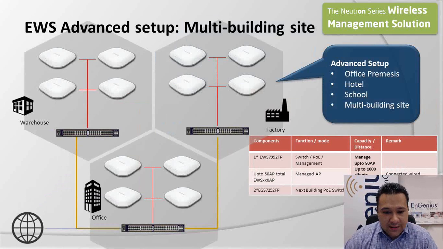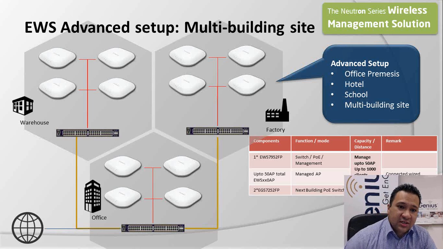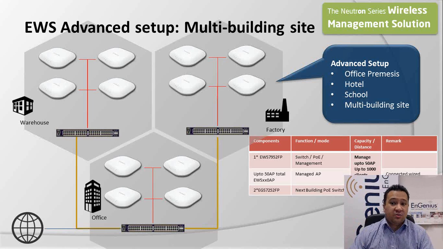For larger deployments, you can make bigger cells using bigger switches which can manage up to 50 access points. And also in this bigger deployment, you can extend the network with the EGS PoE switches, even to other buildings using fiber connections between them, like I drew in this example. These cells reflect multiple buildings: on one side, one EWS management switch connected by optical fiber to an EGS sub switch in another building, and from here you go to the access points in this building, and still you have one managed AP solution in multiple buildings.